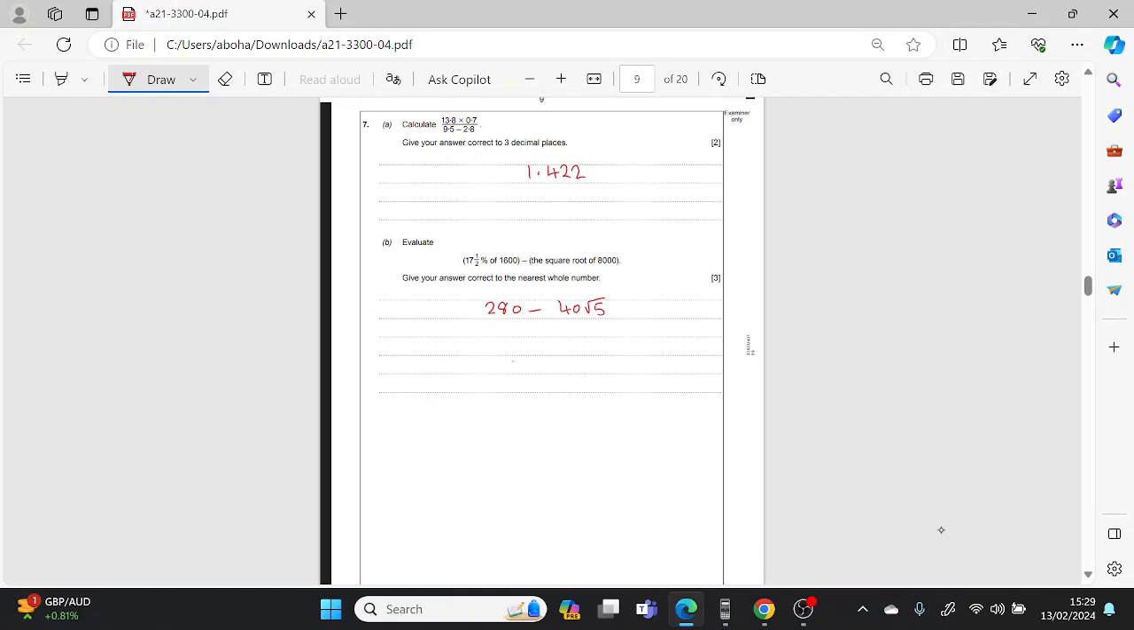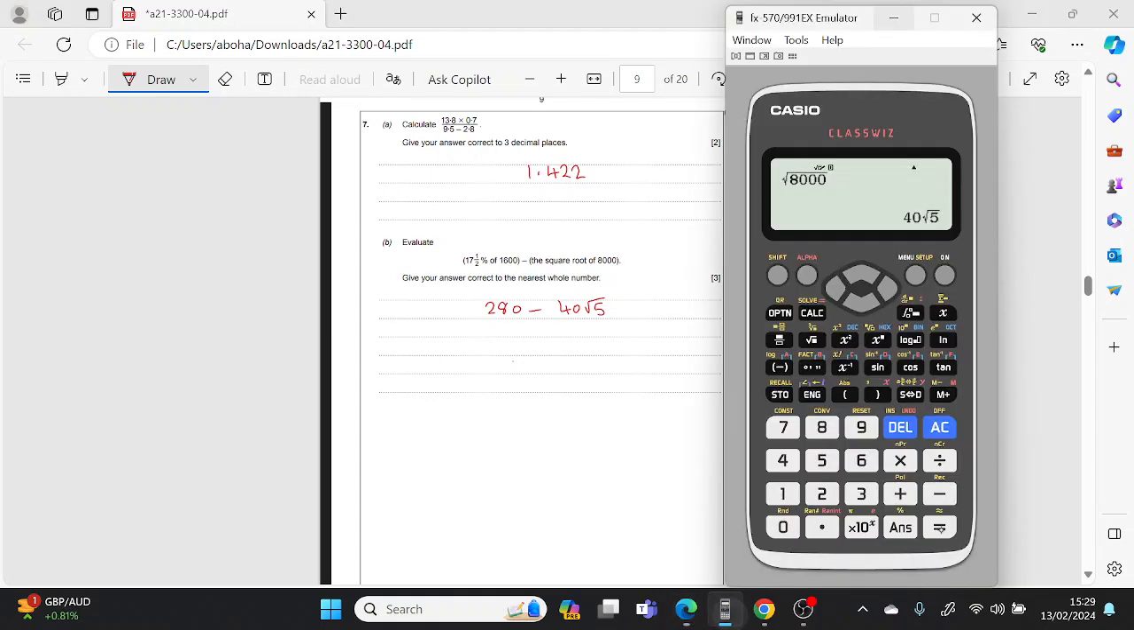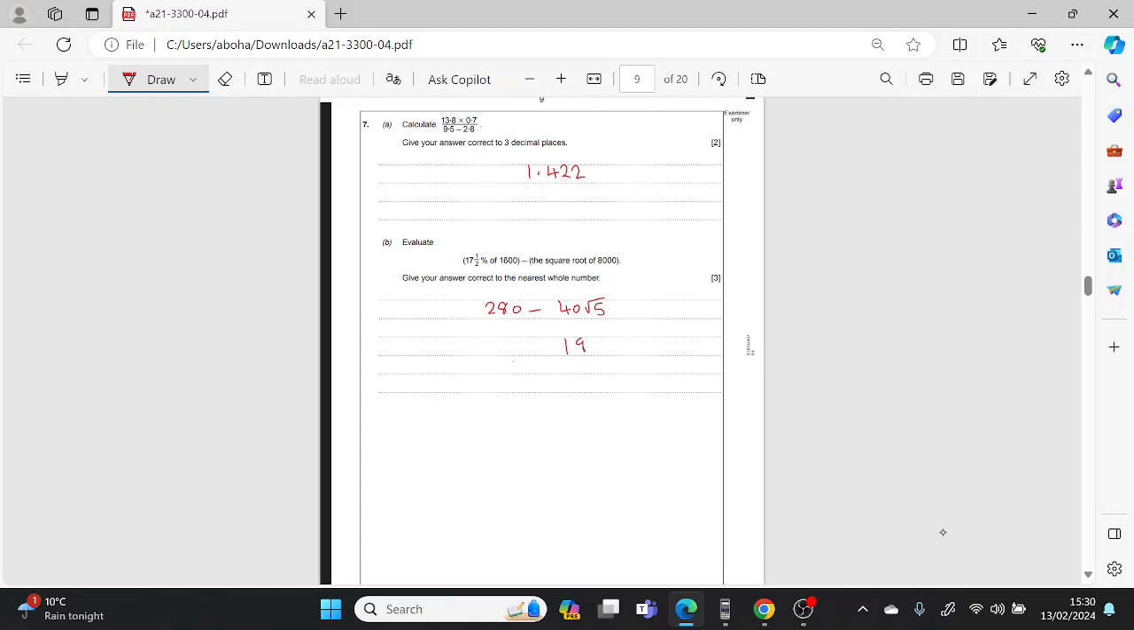Now they want the answer correct to the nearest whole number. So I would just do 280, subtract the answer that you just had there, and you get 190.55 as an answer, okay? But they want it to the nearest whole number, so it's going to be 191.